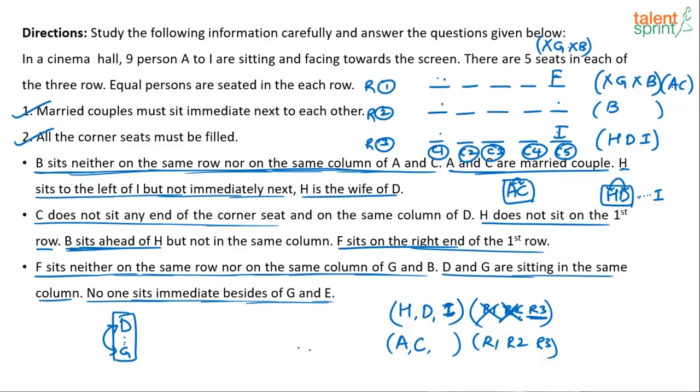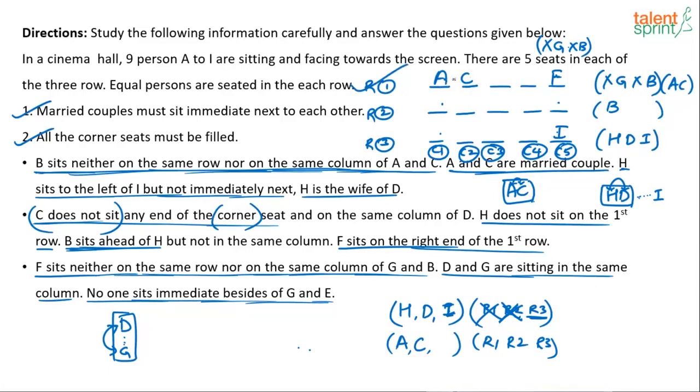G and B cannot come. A and C can come in row number 1. And of course, since A and C is a married couple, they have to come together. Now, can they come together in these two positions? No. Because the corner positions have to be filled. So obviously, either A or C will come here, and the other person will come here. We know that C does not sit in the corner. So if C does not sit in the corner, C has to come here along with A. So A, C, F, row number 1 is done.